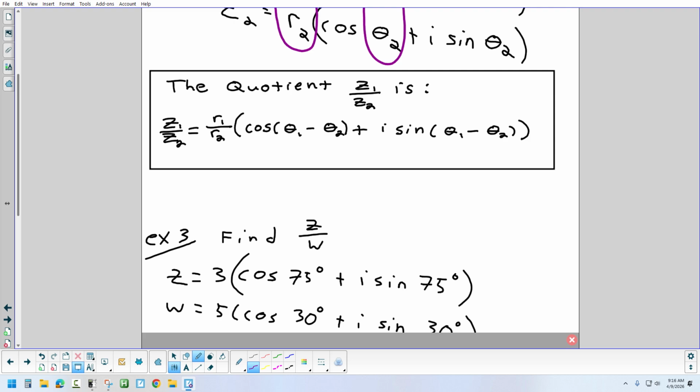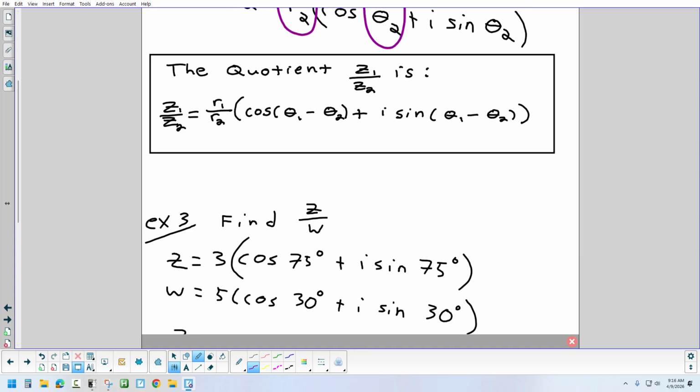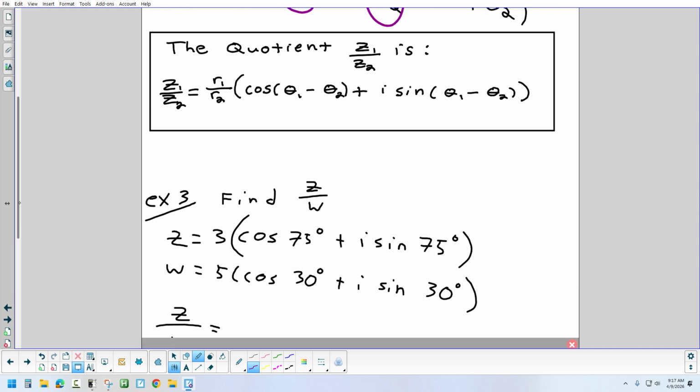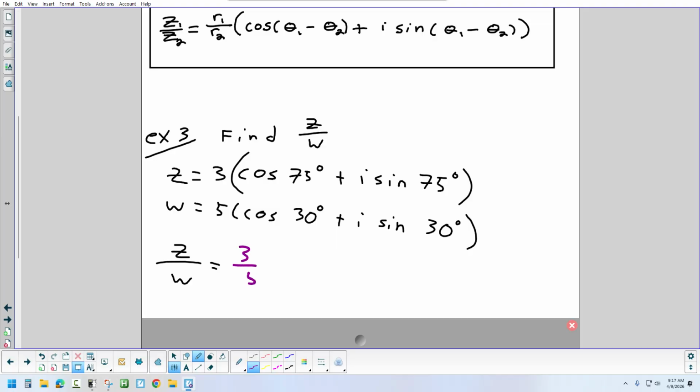Okay, so here's 2 complex numbers, Z. I could call the numbers Z1 and Z2. I could call them Z and W. What you call them doesn't matter. What's important is the numbers, the 3, the 75, the 5, and the 30. All right, so Kim, when I divide these 2, what's going to be my new radius? We can leave it as a fraction. 3/5. Yeah, just leave it as 3 over 5. Okay, so my new radius is 3/5.